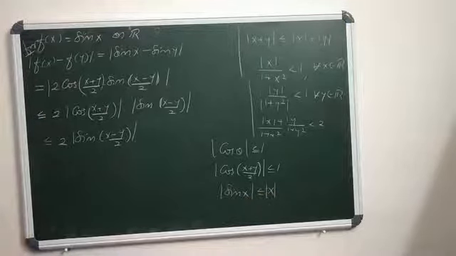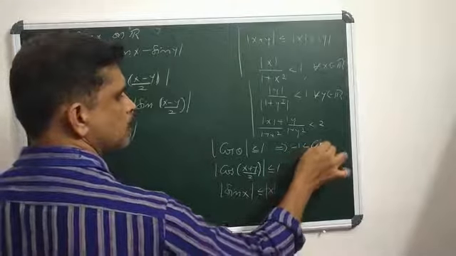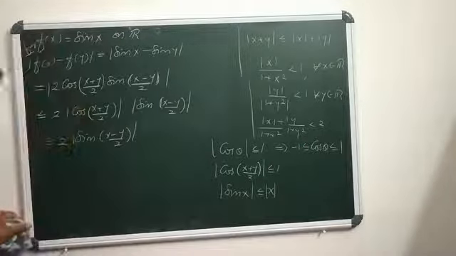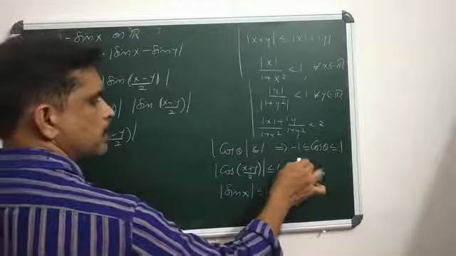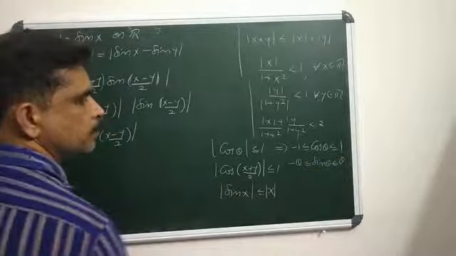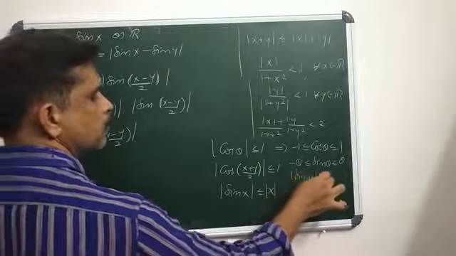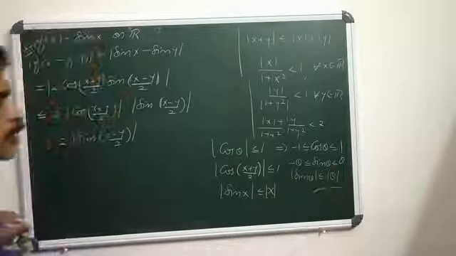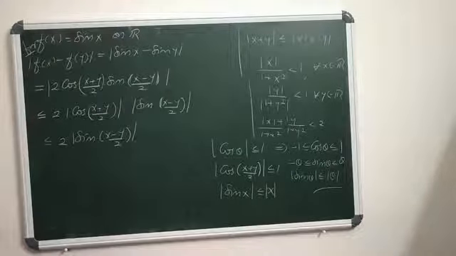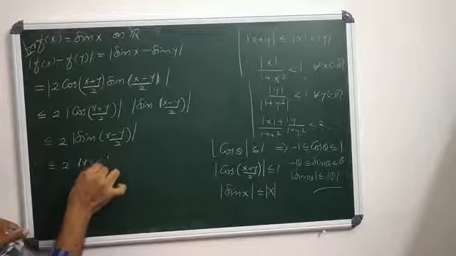Why is mod cos x less than or equal to 1? We know that mod cos theta less than or equal to 1 means minus 1 is less than or equal to cos theta, which is less than or equal to 1. If you integrate with respect to theta, then minus theta is less than or equal to sin theta, which is less than or equal to theta. So modulus of sin theta is less than or equal to mod theta. So mod sin x is less than or equal to mod x. So it is less than or equal to 2 into modulus of (x minus y) by 2.